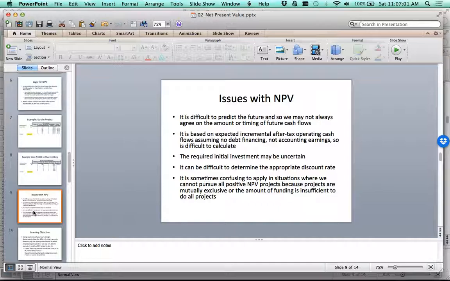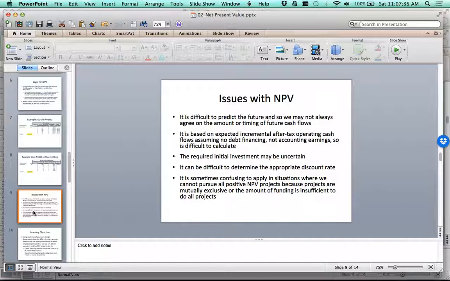Secondly, it is not based on accounting earnings. It's based on the operating cash flows that we've defined in earlier discussions. So it's expected values, incremental, after tax, and it is operating cash flows, actual cash, assuming no debt financing, so no interest charges in there. And so it's a little bit more difficult than just going and grabbing a number from some pro forma financial statement that you have. And so some people find that off-putting.